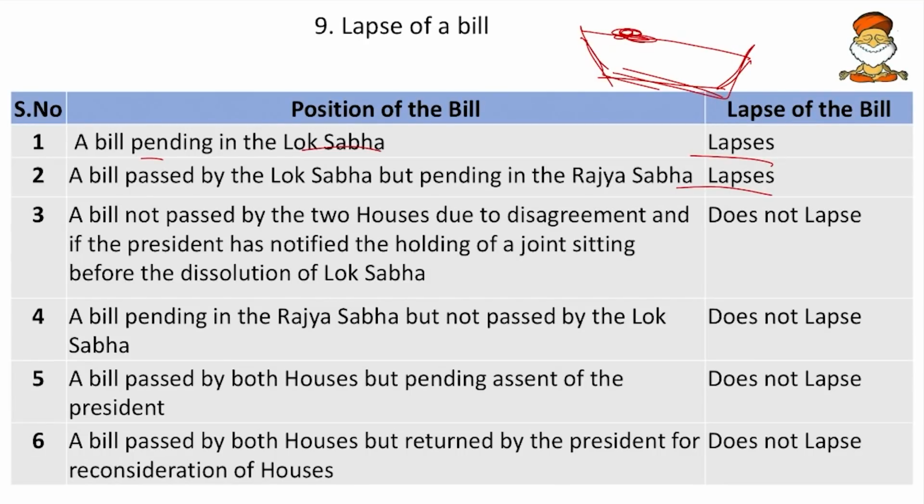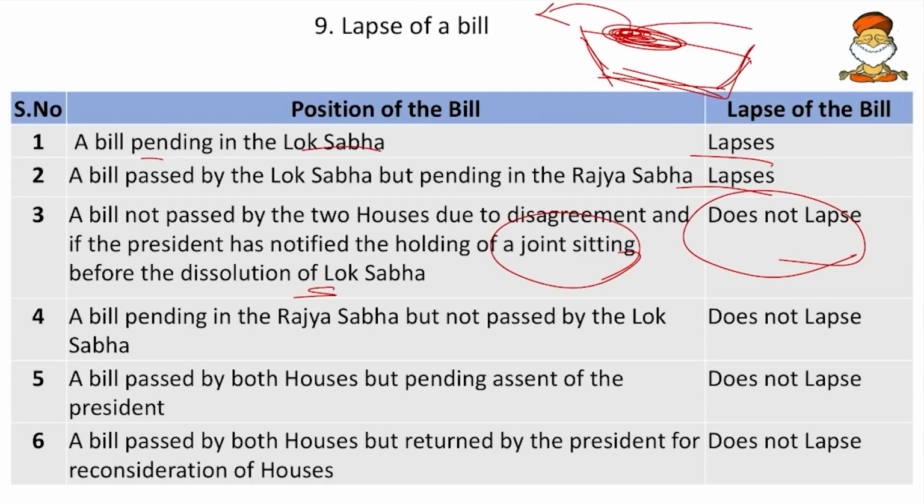Then a bill passed by Lok Sabha. Here the bill hasn't gone to Rajya Sabha yet, so it is pending. That is why although it is passed, it will again sink. Then a bill not passed by the two houses due to disagreement, and if the president has notified that a joint sitting has to be held, this doesn't lapse. Now the bill has come out and it is in the president's custody. The president has taken it out. So even if the ship sinks, the president will be having one copy in his office.